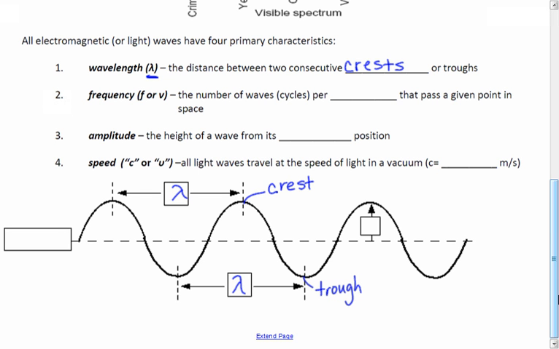And when we count how many waves go past every second, and by a wave, we're talking about a wavelength, that's going to be the frequency of the wave. So frequency is the number of waves or cycles per second. And so our unit for that would be per second. That'd be the same as 1 over seconds. And that's also the same mathematically as if you write seconds to the negative first. Anytime you have something raised to the negative first power, it's the same as 1 over whatever that is.